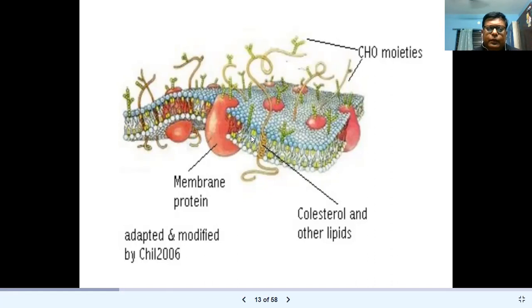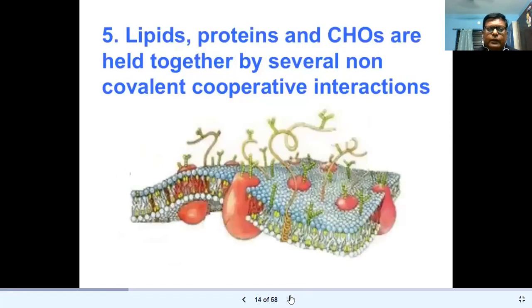Now look at the protein molecules. They are colored red here. So this is a transmembrane protein. Transmembrane protein means it is present along the whole length of the membrane. And these are basically peripheral proteins, on either the outer surface or inner surface of the membrane. So protein molecules are present within this lipid bilayer. Lipids, proteins, and carbohydrates are held together by several non-covalent interactions.